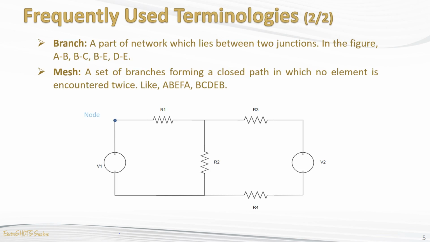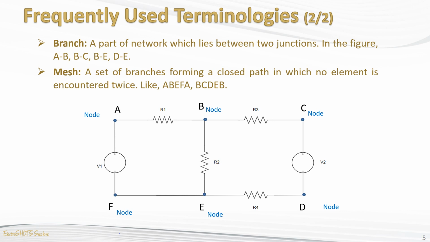If we look at a random circuit here, a basic typical ladder circuit which has two voltage sources, V1 and V2, and resistive elements. Now the nodes have been shown here and labeled as A, B, C, D, E, F. These are the nodal points. So a node is that point where the branches meet.